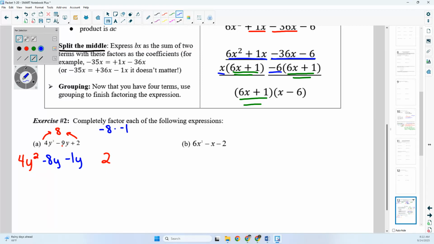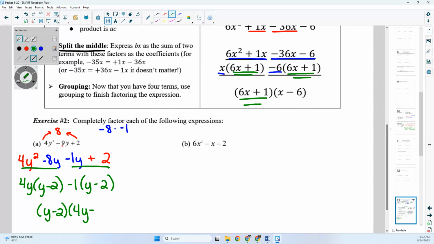I'm going to write them in whatever order I think of them: -8y minus 1y. This is a +2 from before. I'm putting them with y's because they have to be equivalent to -9y, so I'm just making that match. From here, we're on to grouping. First 2, I take out a 4y, and I have y minus 2. Second 2, I'm going to take out a -1, and that gives me y minus 2. My binomial matches, so I can factor that out, and that is my final factoring. If you wrote these two in the opposite order, you would end up with the same factors. You just probably had the 4y minus 1 first.